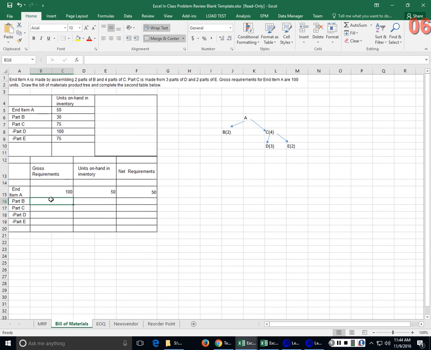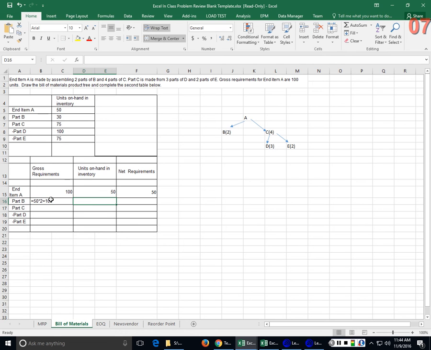What are my gross requirements for B then? It'd be 200 if my gross requirements for B were driven by my gross requirements for A, but they're not driven by gross requirements, they're driven by what? The net requirements, that's right. So it'd be 100. I'll put equals 50 times 2, which says that we need 100.